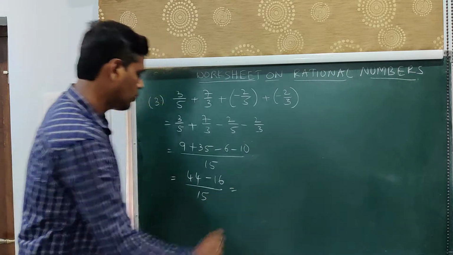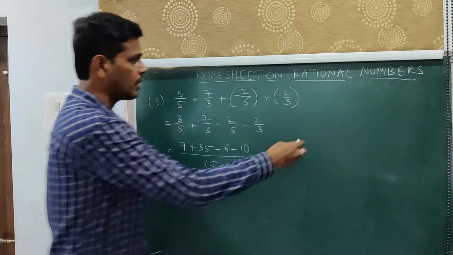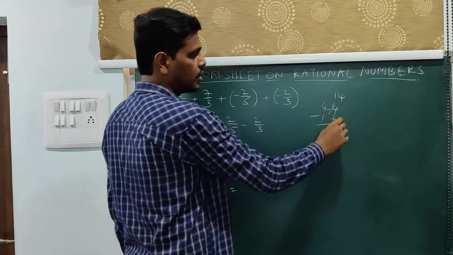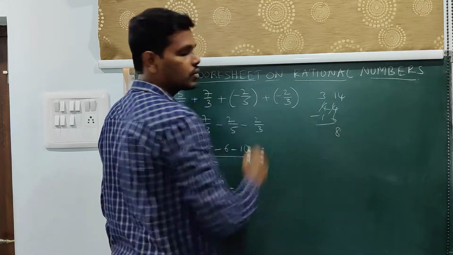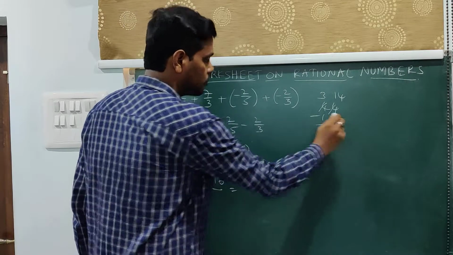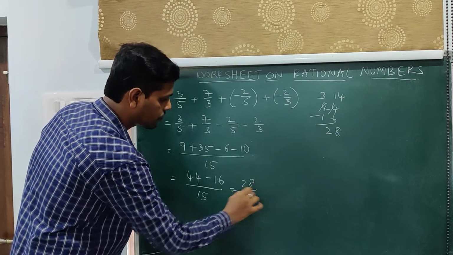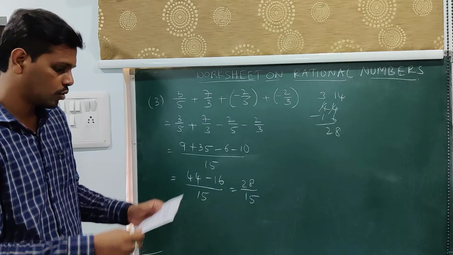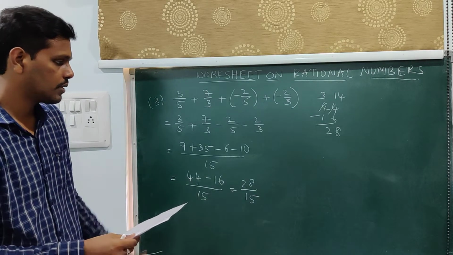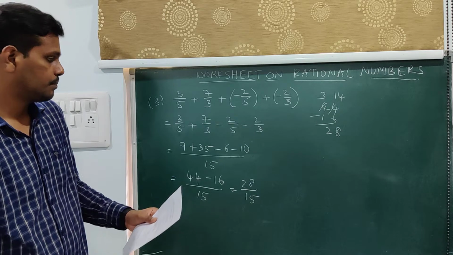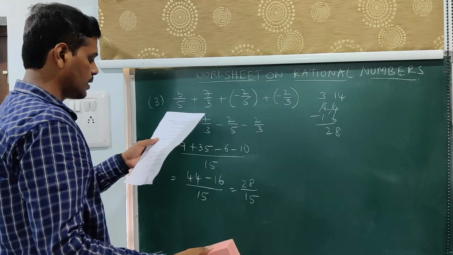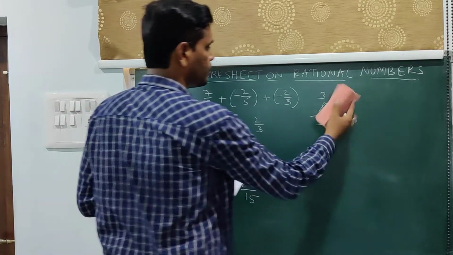So 44 minus 16. Subtract that. 14 minus 6 is 8, and it is 3 over here, 3 minus 1 is 2. So this is 28 by 15. That is the way to go about it. So this is the final answer, 28 by 15. So the next one is the fifth one.